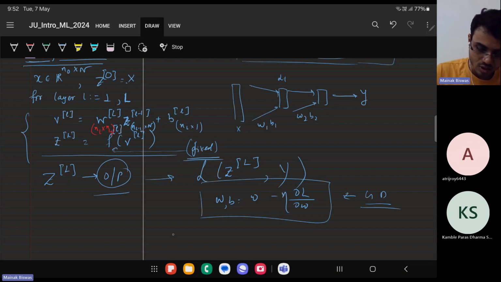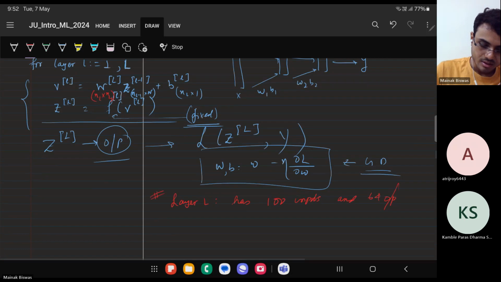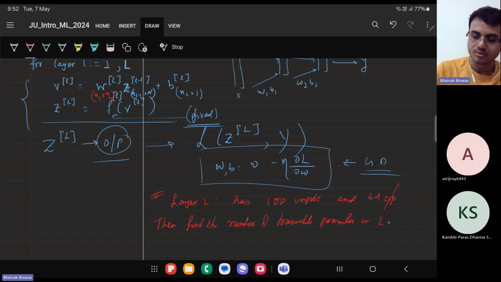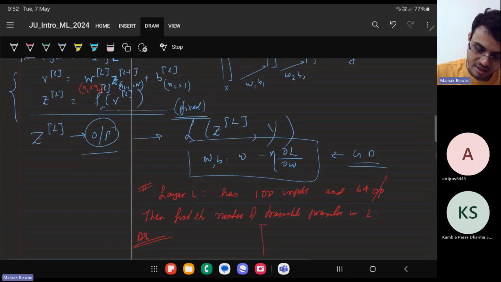So if I ask you, layer L has, a very important question, it can be asked in GATE, 100 inputs and 64 outputs. Then find the number of trainable parameters in L. Tell me the answer. So the input to this layer is 100 dimensional. Output is 64 dimensional.